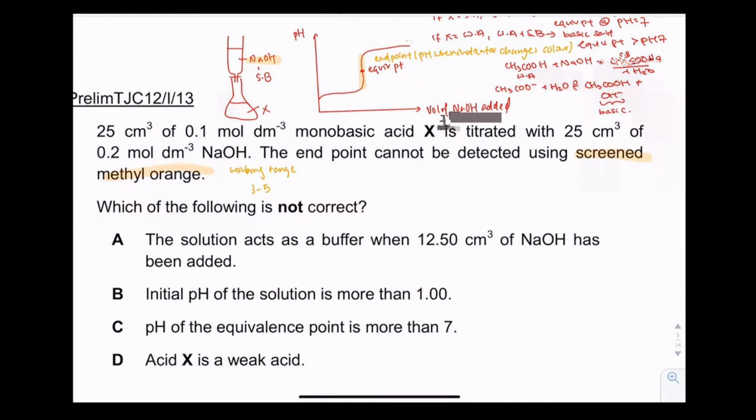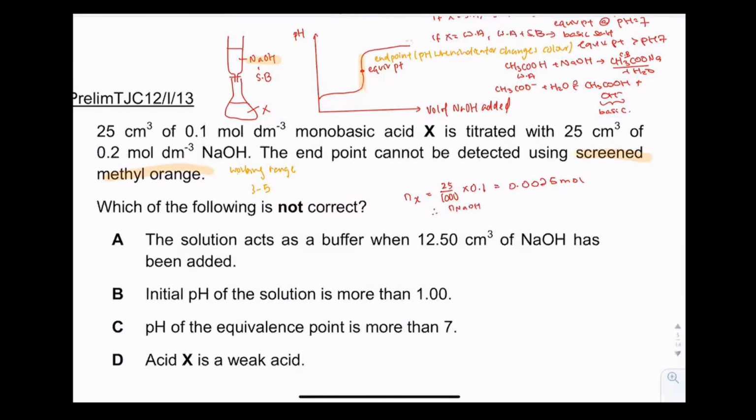So to do this, we have to take a look at what is the amount of acid first. So amount of X equals 25 over 1000 times 0.1. This will give me an answer of 0.0025 moles. This is the amount of acid. So since it's a monobasic acid, 1 mole of acid reacts with 1 mole of base to give you 1 mole of salt. So therefore, it will also need 0.0025 moles of sodium hydroxide to completely neutralize it.